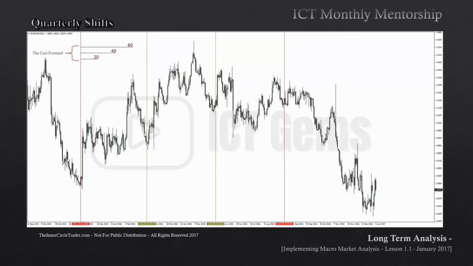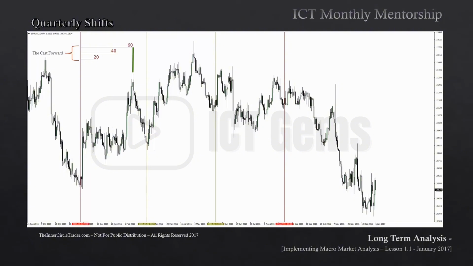Now we're looking at the euro dollar in the same way, but obviously, like we mentioned earlier, the US dollar is going to be inversely related to the euro dollar. If we're expecting bearishness on the dollar index, we would be expecting bullishness on the euro dollar. So in the same way, we're going to add 20 days to the right of our 2015 December 1st, 40 days to the right of that vertical line, and then we're going to add 60 days to the right.